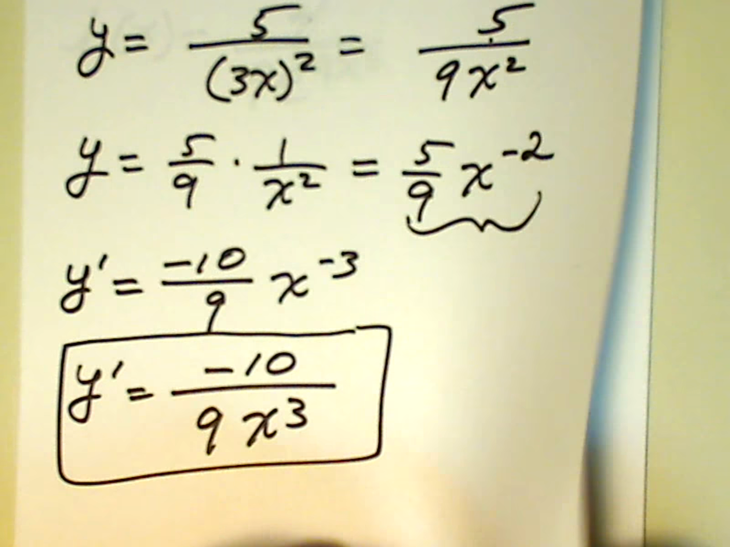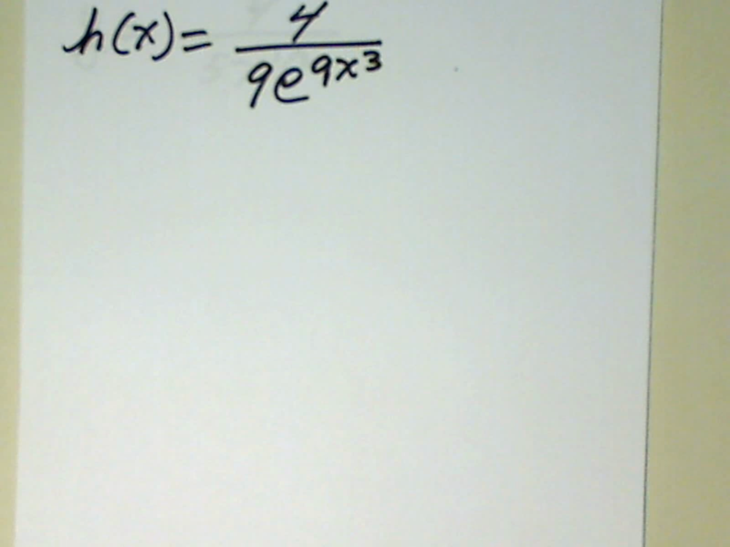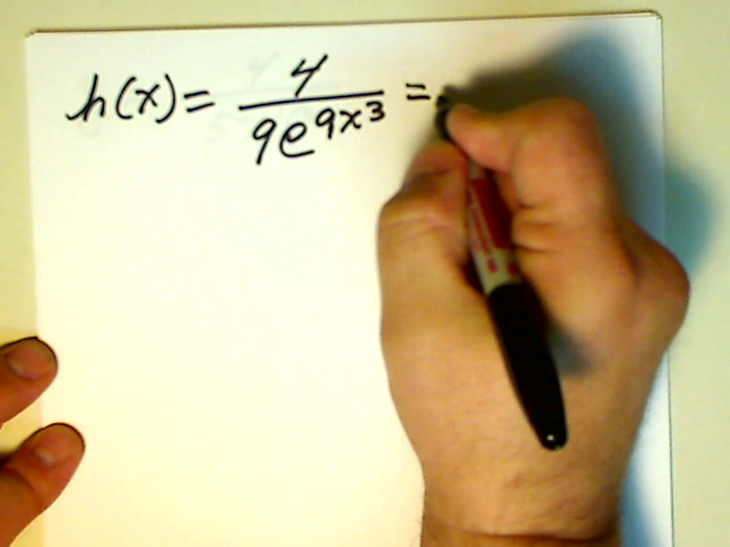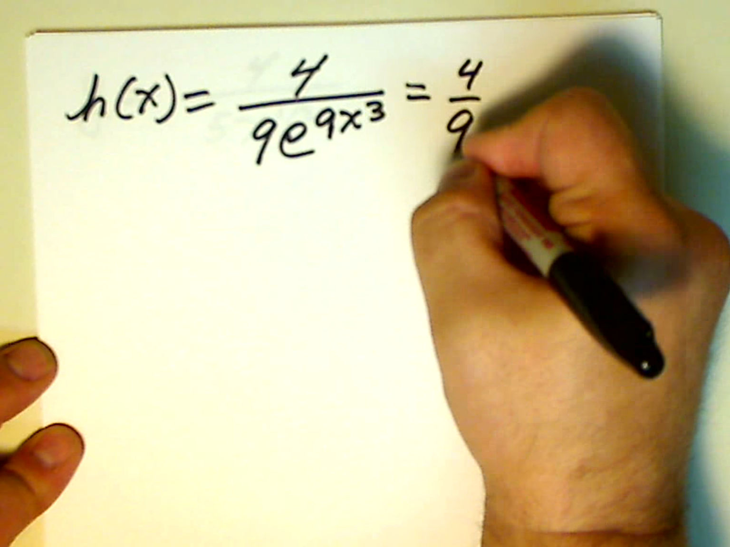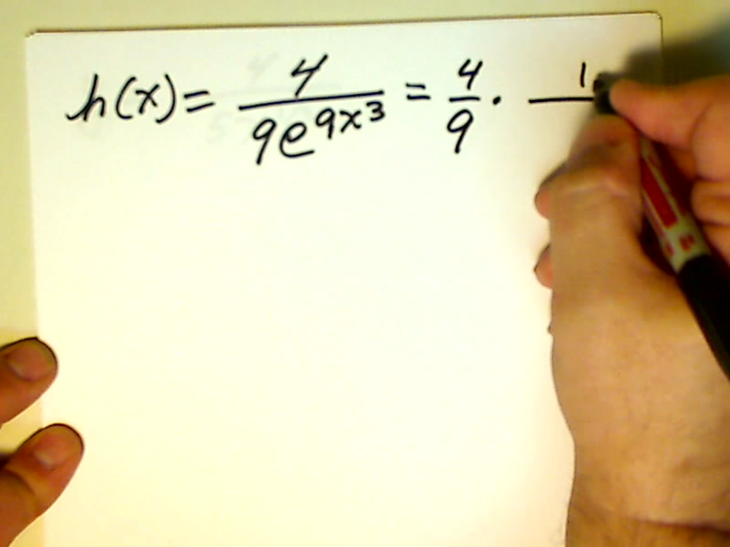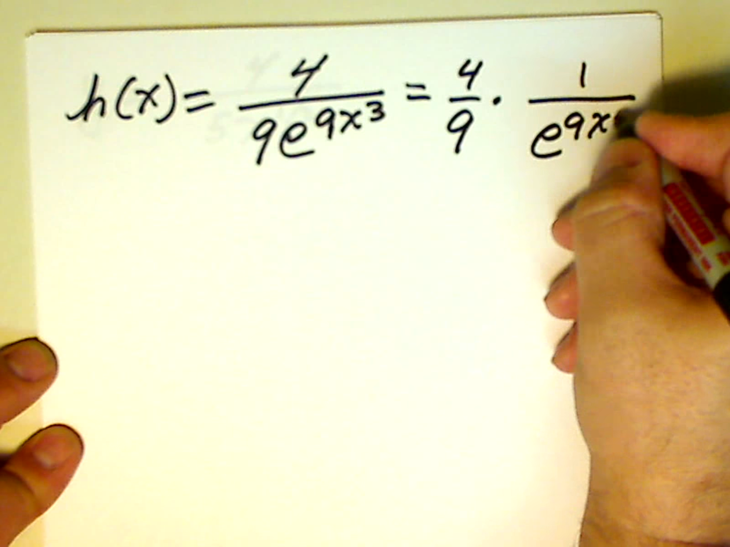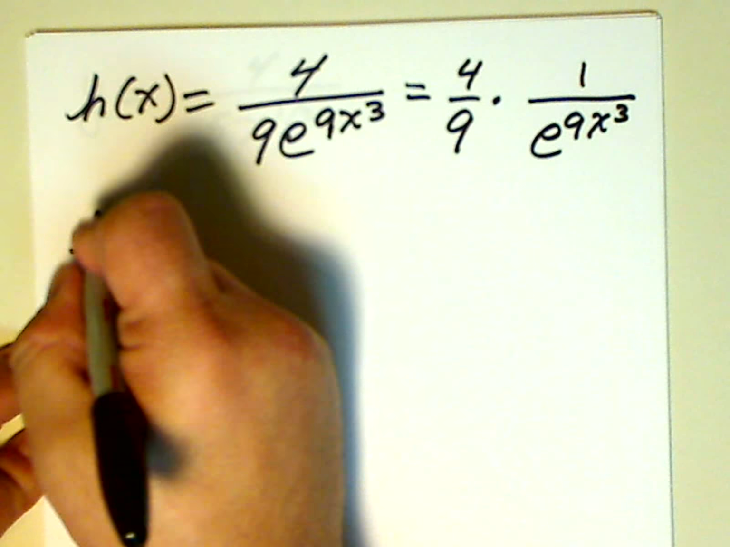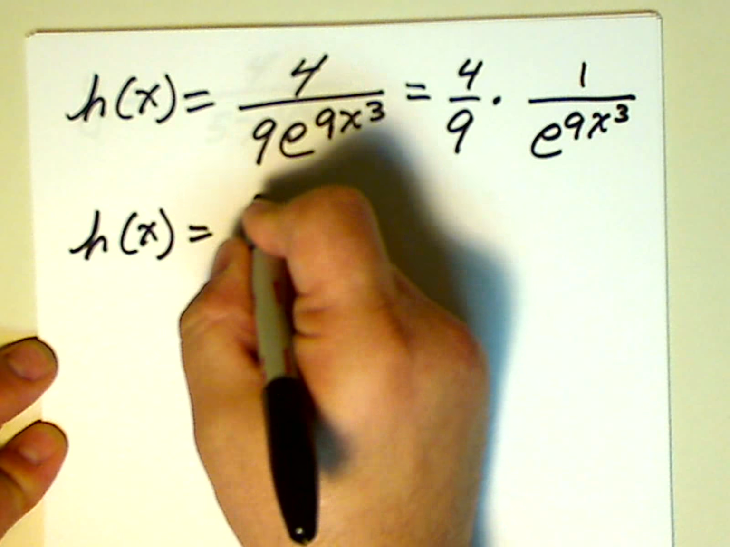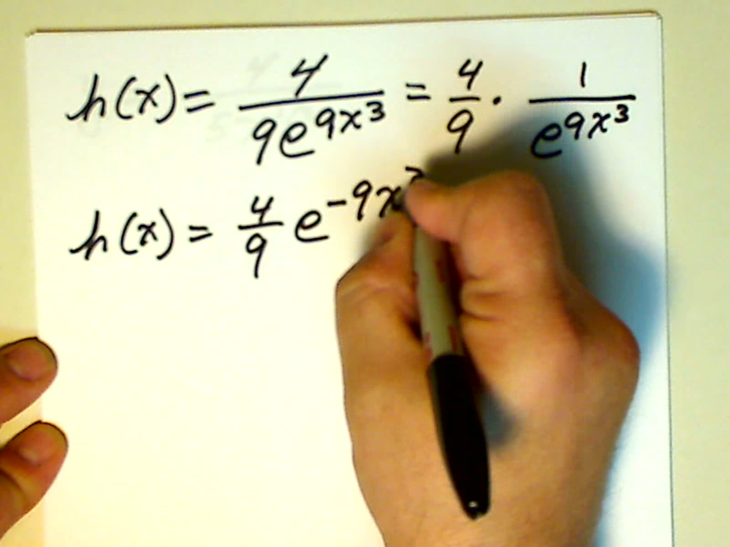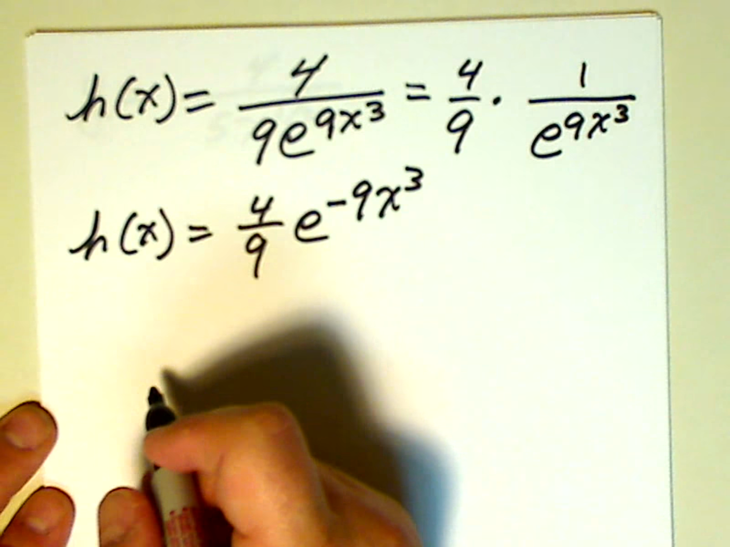Okay, let's move on to the next problem. We have 4 over 9e to the 9x cubed. Well, we can pull out the 4/9 here. 4 over 9 times 1 over e to the 9x cubed. And now we can kick e to the 9x cubed out of the denominator. So h of x is equal to 4 over 9 e to the negative 9x cubed. And that's the function we're going to differentiate.